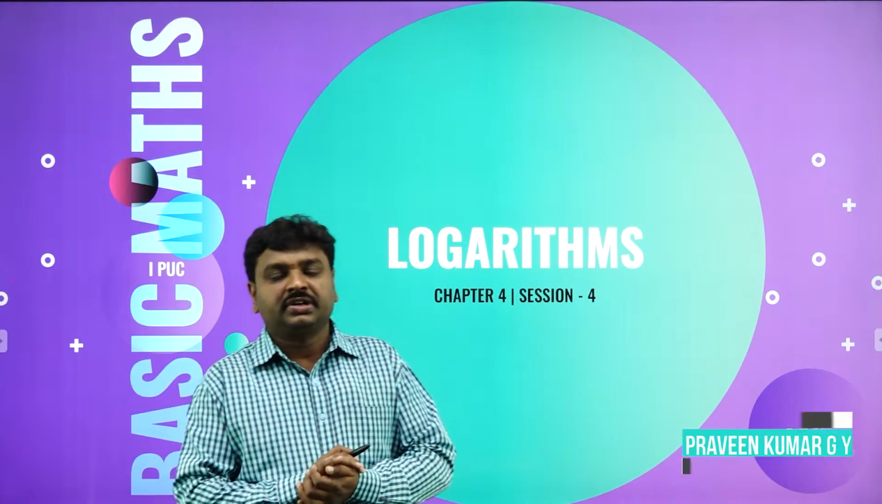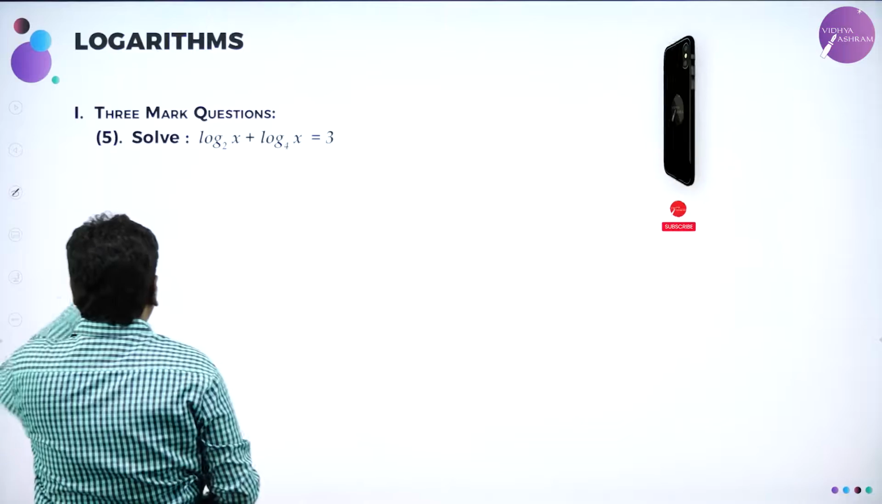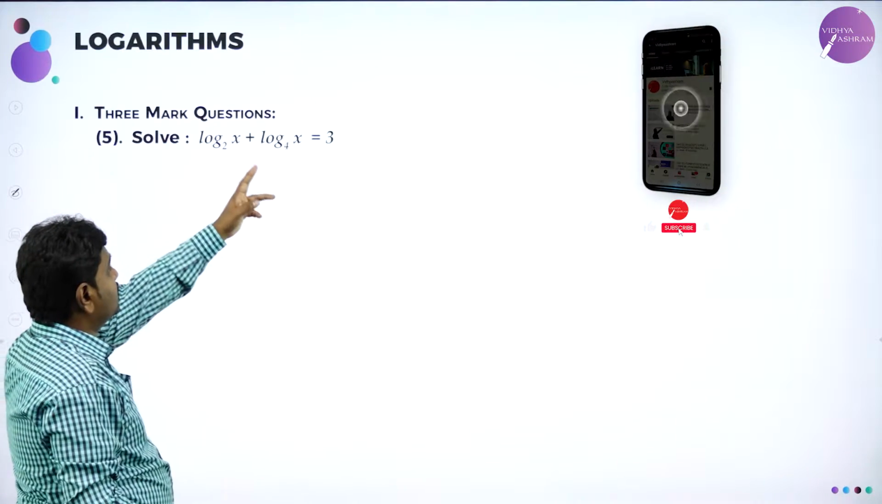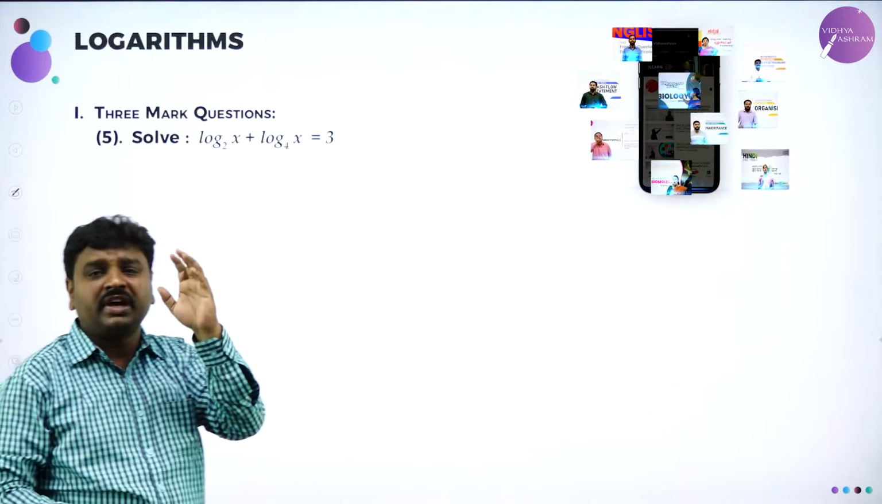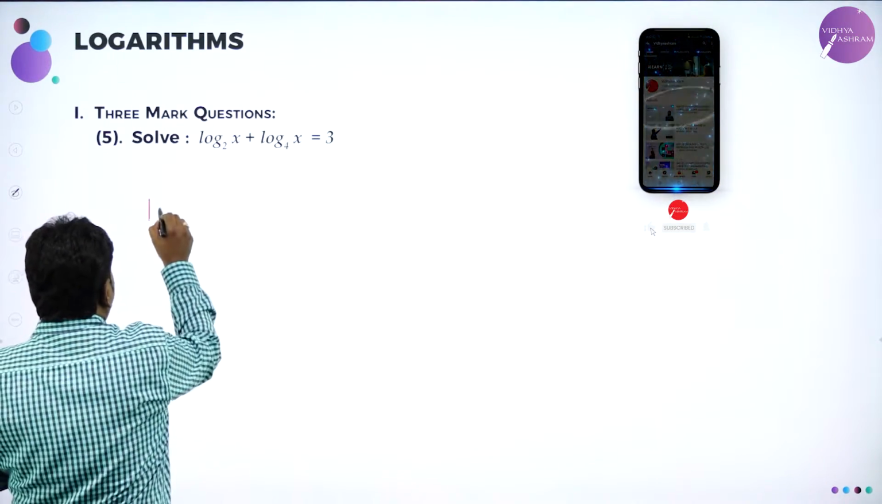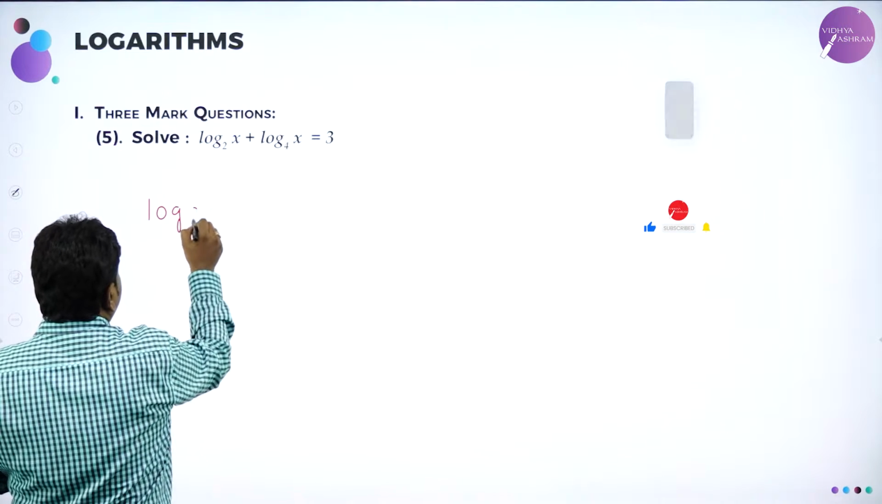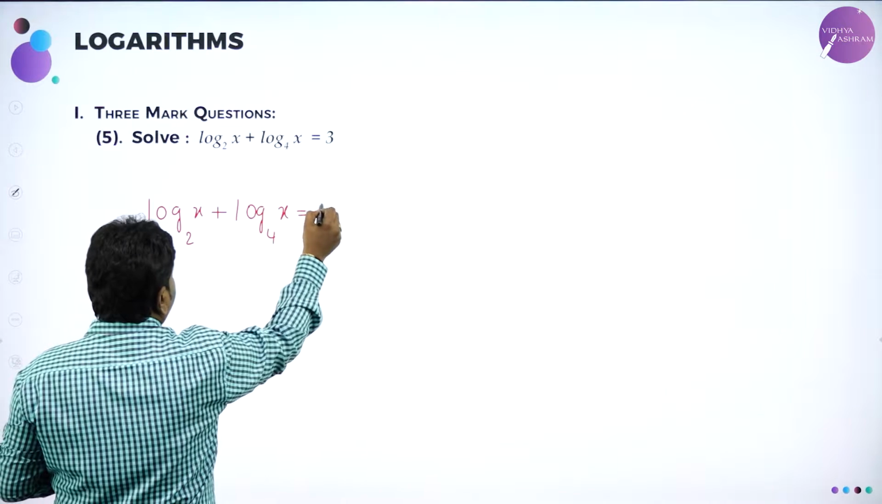Welcome to the session, DS students. Today we'll go ahead with problems of logarithm. So 3 markers. Solve log base 2x plus log base 4x equal to 3. They want you to solve. Solve means what? Find the value of x. Now we need to find the value of x. They gave log base 2x plus log base 4x is equal to 3.